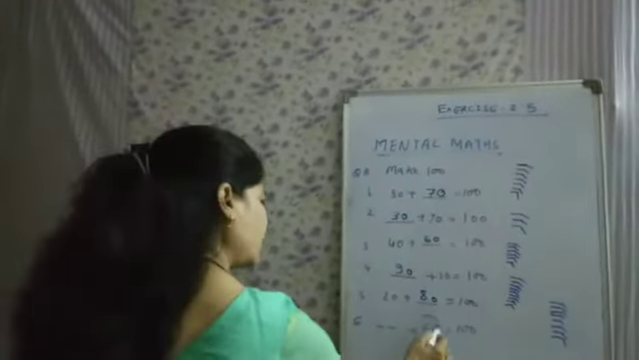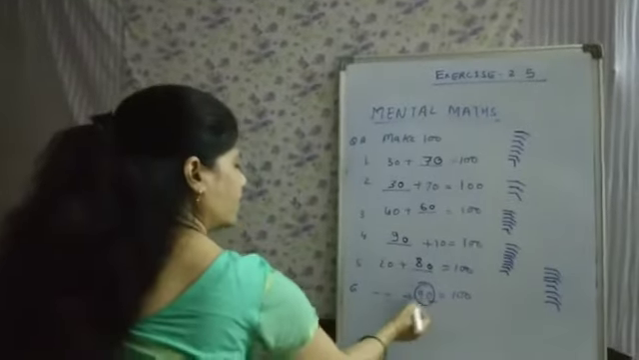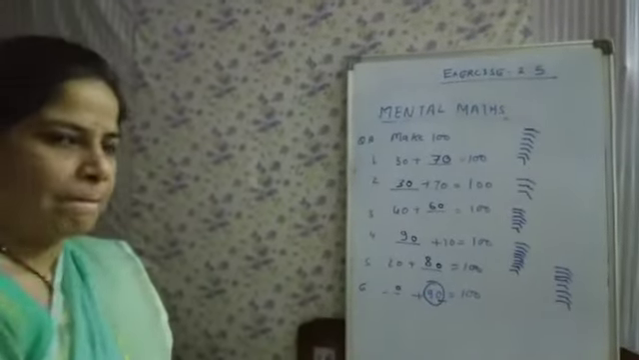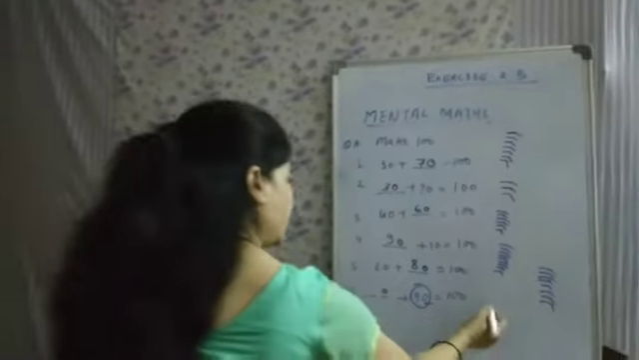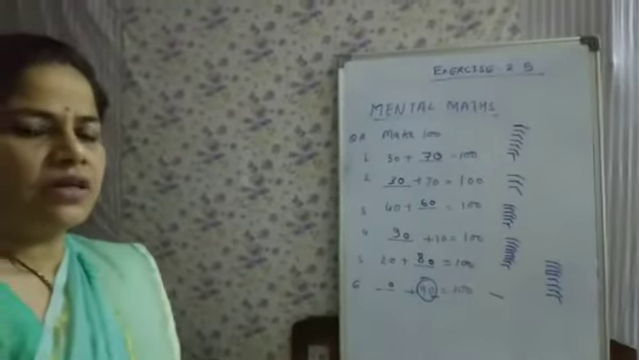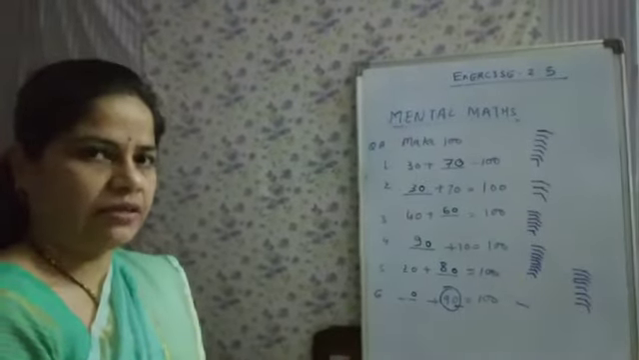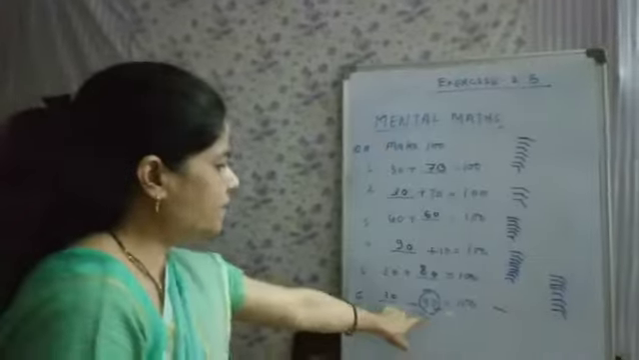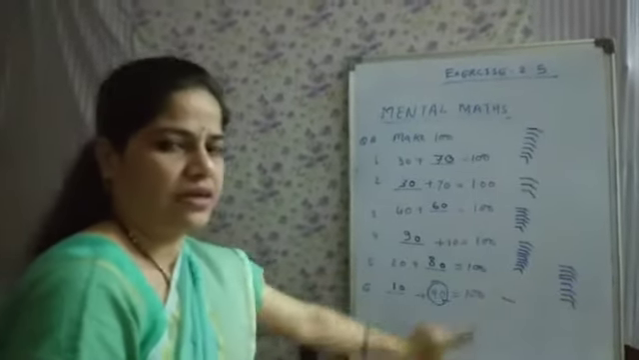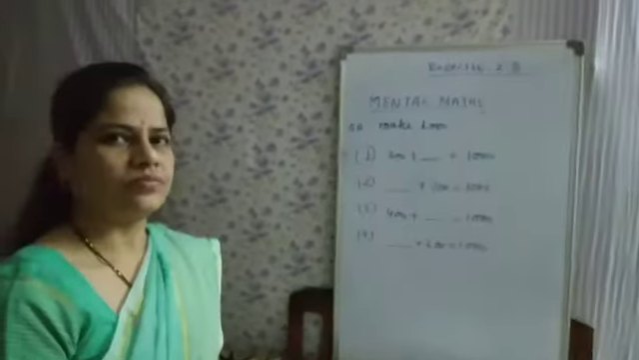Sixth one is dash plus 90 equals to 100. How many zeros in 90? Only one 0. So write 0 here. And after 9 you have to count up to 10. So only one time you have to count, because 10 comes after 9. So only you have to write 1 here. 10 plus 90 equals to 100. This way you have to solve.